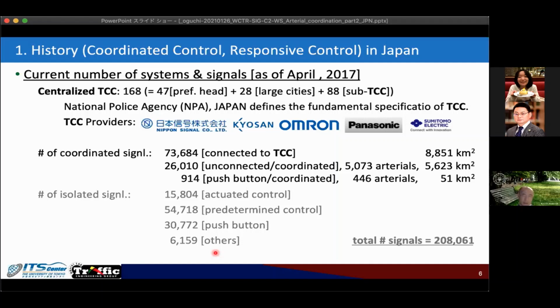Now let me talk about the number of signals applying such coordination. More than 70,000 signalized intersections are connected to a traffic control center and also have coordination functions. On the other hand, around 26,000 have coordination functions but are unconnected, therefore working independently and setting the coordinations. And 900 push button signals are also connected to the coordination. On the other hand, we have a rather large number of isolated signals. One of our major topics is trying to connect those isolated signals with 5G connection technology.